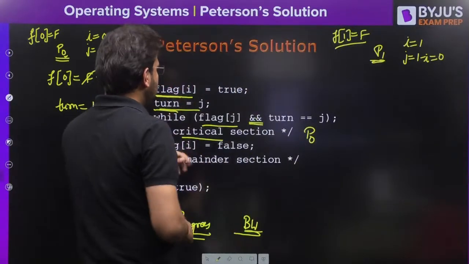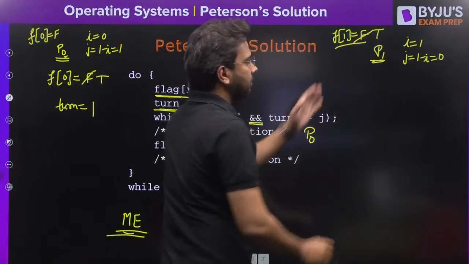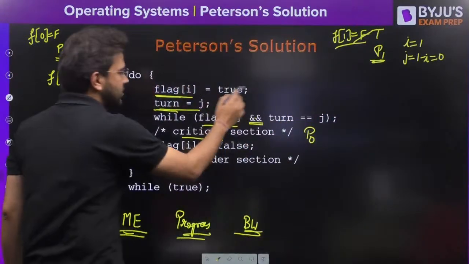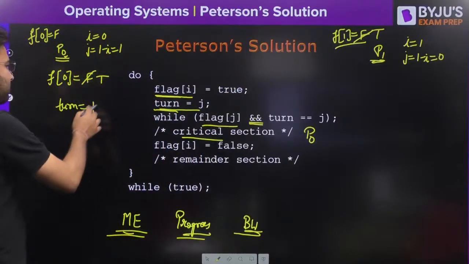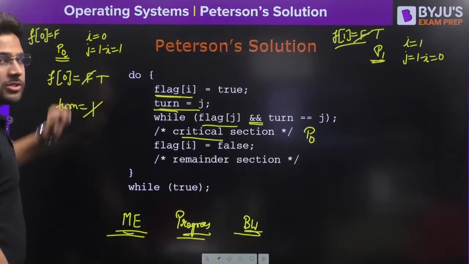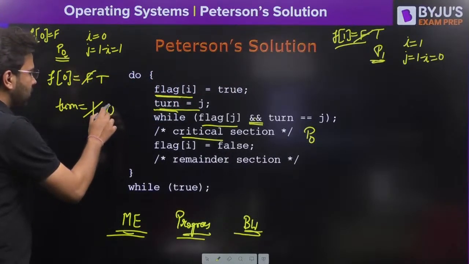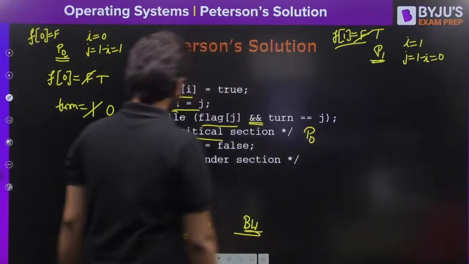So if I execute the P1 process, flag of i is equal to true. Let's make it true because for P1, i is 1. So flag of 1 is equal to true. Turn is equal to j. That means if I am executing the P1 process, j value will be 0 here. So turn will be equal to 0. Turn will be equal to 0 now.